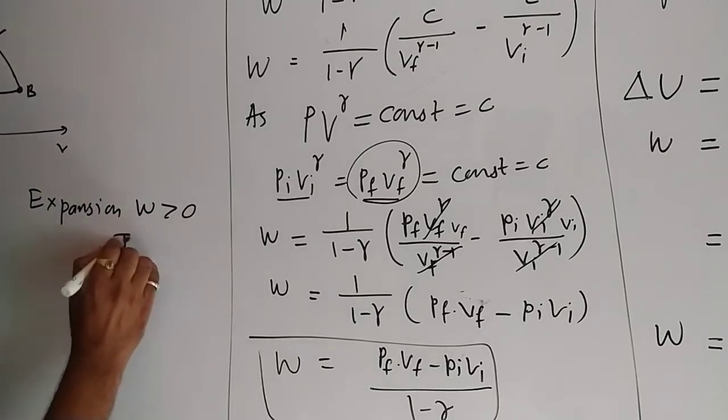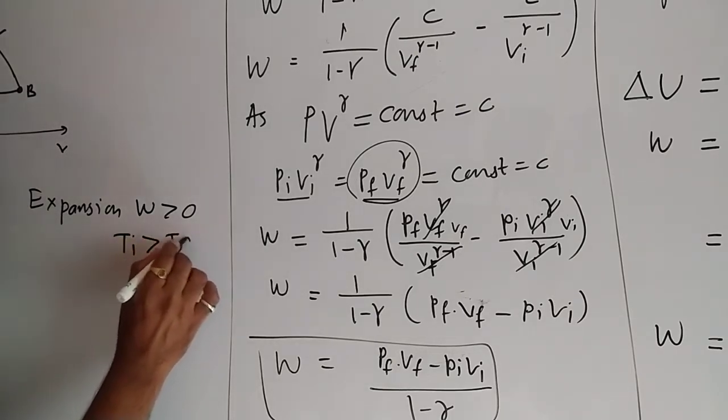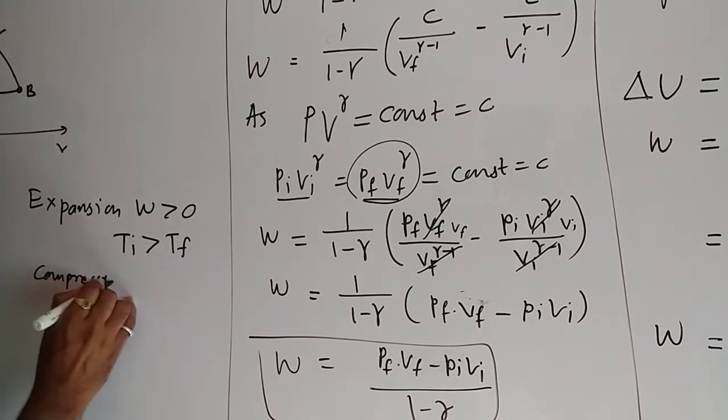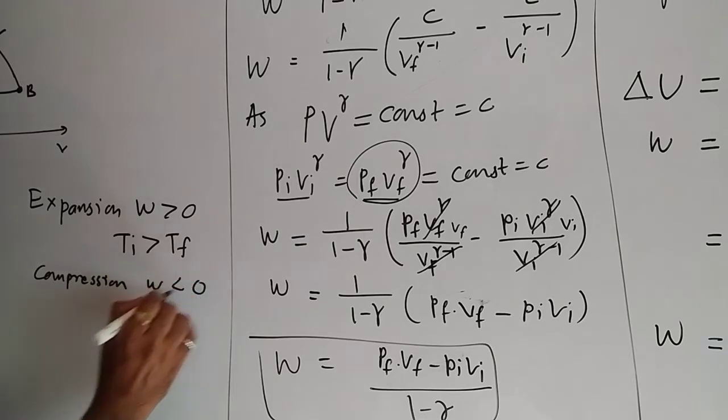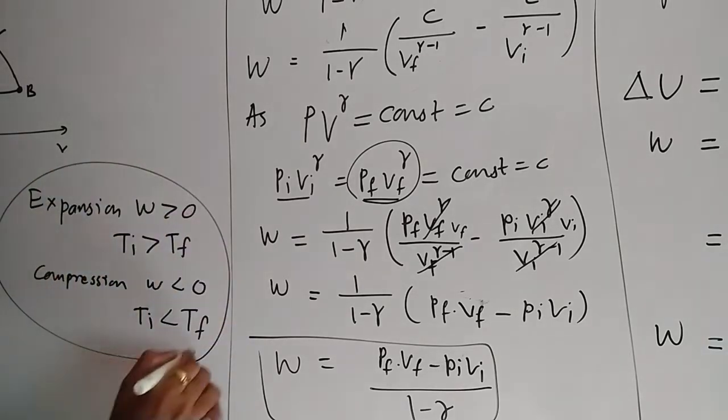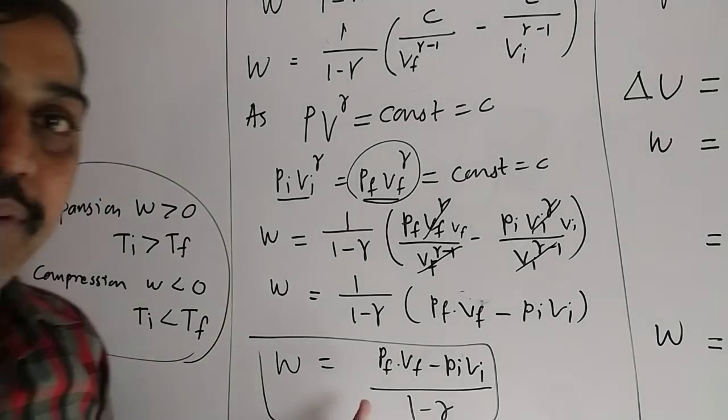Then what we can say? Ti is greater than Tf. When there is a compression of the gas, work done would be less than 0, Ti would be less than Tf. So these are the conditions that we are going to impart here on this equation further.